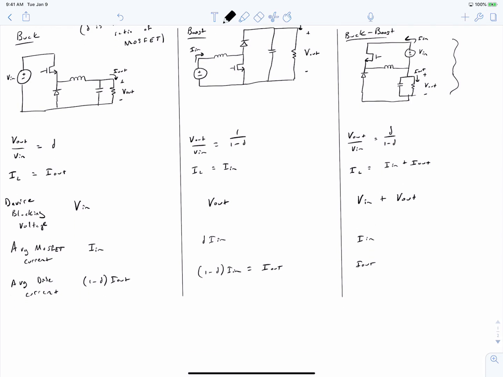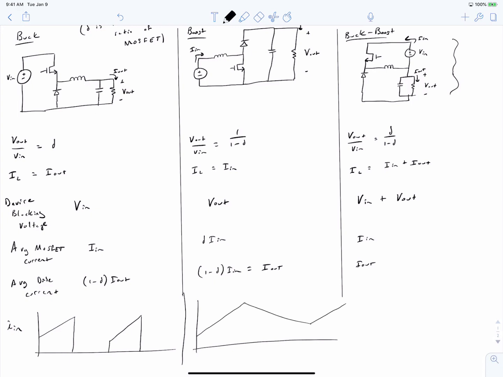Next, we can sketch what the average input current waveform looks like. For the buck converter, we commented that you have a discontinuous waveform. During interval 1, when the MOSFET's conducting, your input current is non-zero, but during interval 2, when the diode is conducting and the MOSFET's off, the input current is 0. The boost converter stood out in that its inductor current or its input current was a continuous waveform. And then we also remarked for the buck-boost converter that the input current is discontinuous, similar to the buck converter.